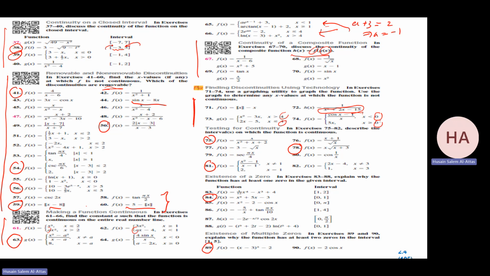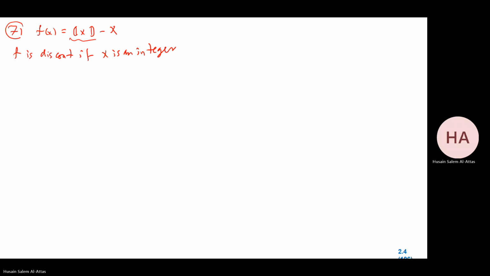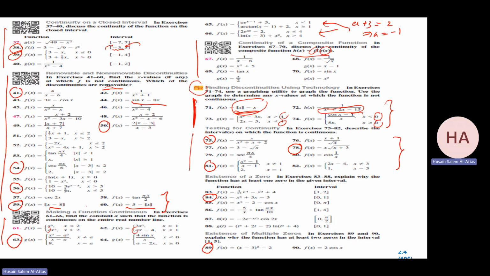Now we'll do 75, where I need to describe the interval on which the function is discontinuous. Here you want me to do it through the graphs, but here I'll do it in calculations. This one needs the graphic utility, but I think we can do it. The rest we can also do with the same idea. I chose this one since it has the greatest integer function. Now we'll go to 75.